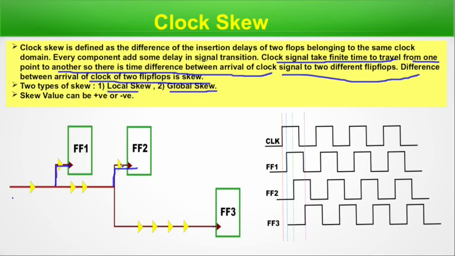And skew value can be positive or negative. So here we are showing positive skews only, not negative. So there are two types of skew value, positive skew value and negative skew value. So let's see what they are. We are done with this slide, and now let's move to the next slide.